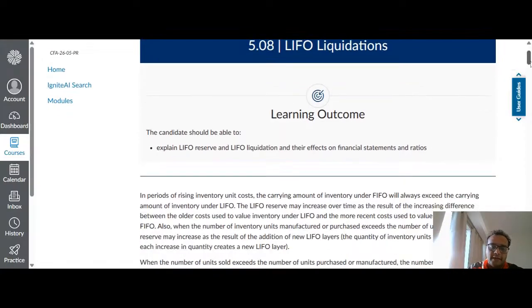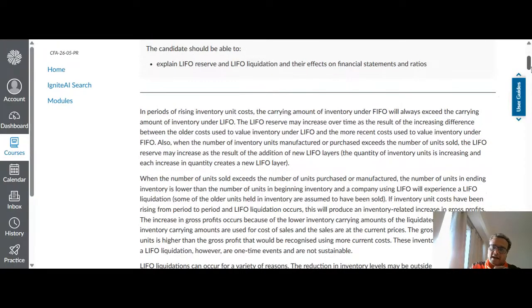Now let's see what is LIFO liquidation. In a period of rising inventory cost, मतलब पहले 100 था, अब 150 है. The carrying amount of inventory under FIFO will always exceed the carrying amount of inventory under LIFO. The LIFO reserve may increase over time as a result of increasing difference between the older cost used to value inventory under LIFO and the most recent cost used to value inventory under FIFO.